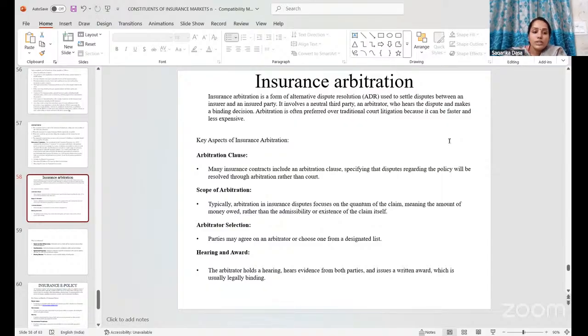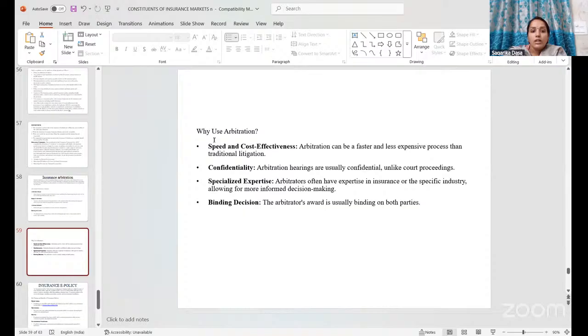This is insurance arbitration. Then why do we go with the arbitration process? It is speed effective and cost effective. It is a very fast way to solve the complaint. With the help of the arbitration process, complaints are solved faster, and it is less expensive compared to other traditional litigation processes.